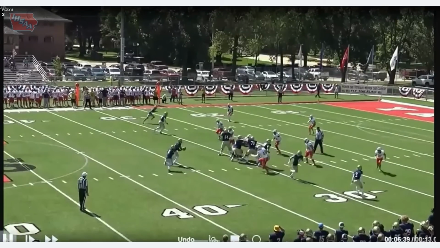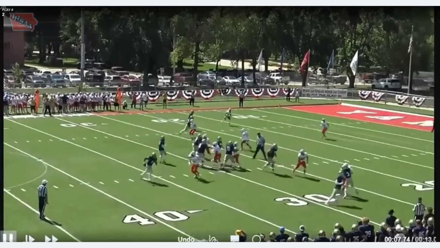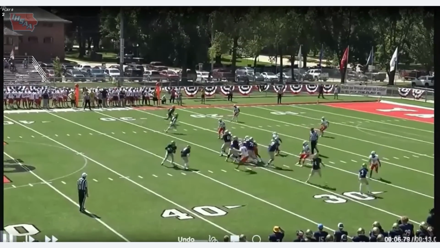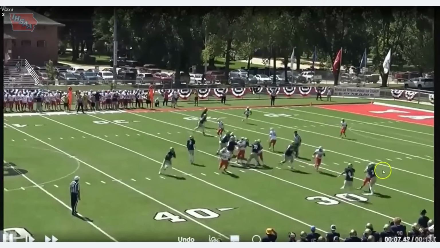Next play, we've got OPI hanging. I want to talk about that again. We got a block right here downfield. Our snap was at the 30, so we got blocking downfield. If I'm the back judge, that's my key. And really, our short wing should be looking at that block as well. You just say to yourself out loud, block.